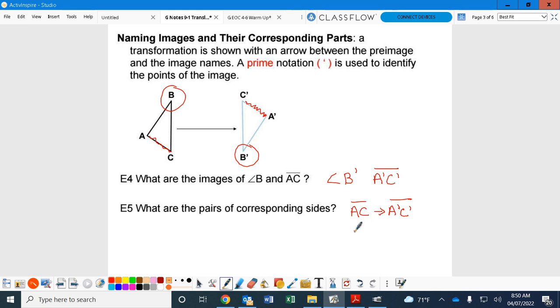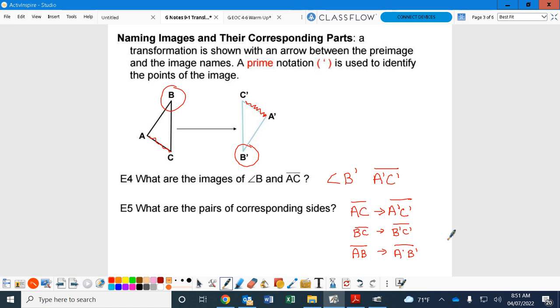So give me another pair. BC. If you do BC, then all you do is the same exact letters, B and C, but you add little prime notations. So it'd be B prime, C prime. Perfect. Last one. Which one haven't we done? AB. Which means it'd be A prime, B prime, and that would be the image of it. AB would be the pre-image. A prime, B prime would be the image. That is correct. Guys, to name it, all you do is put a prime notation on it, put that little mark on it. It shows that it's the new one. It's to help you to identify which one's the old one, which one's the new one.